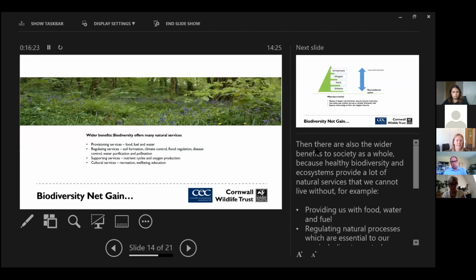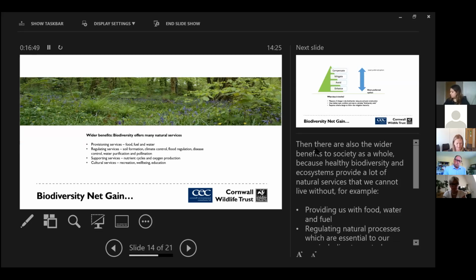So, wider benefits. Obviously, by creating new habitat, you'll be bringing more benefits to society as a whole, because a healthy biodiversity and ecosystems provide other natural services, like I was saying earlier about canopy cover from trees being good for temperature and skin cancer, for example.